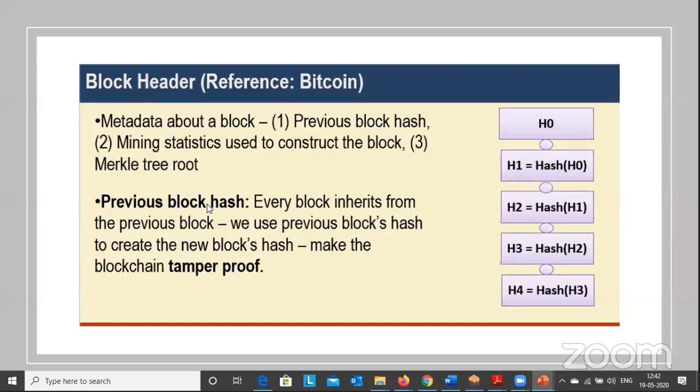Here we have the definition of the previous block hash. Every block inherits from the previous block. We use the previous block hash to create the new block's hash, which makes it tamper proof. So that is about the previous block hash.